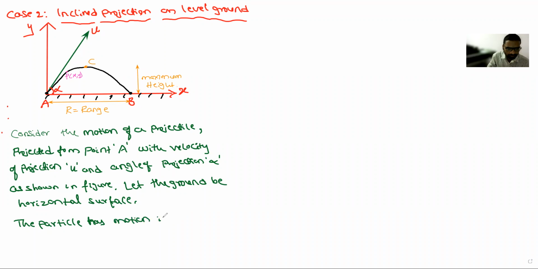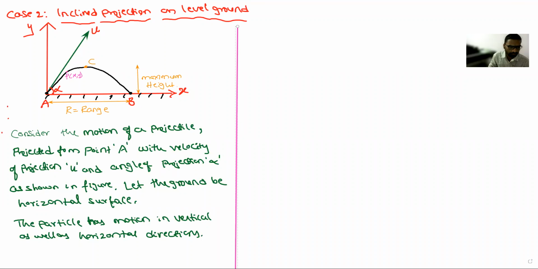The particle has motion in vertical as well as horizontal directions. First one, velocity in the vertical direction. Initial velocity.